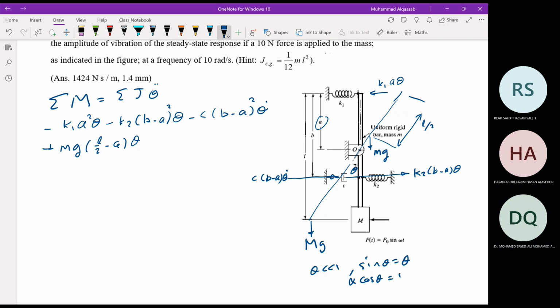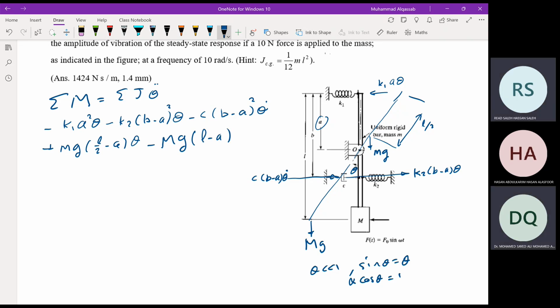And plus, this is minus mg. Mg is also doing a counterclockwise moment, minus mg times L minus A times theta.